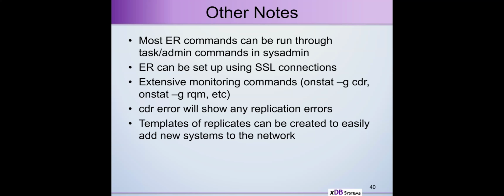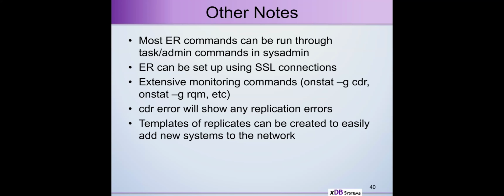There's a lot of onstat commands, specifically -g CDR and -g RQM, that are very helpful. If you go through the full list, there's a bunch of others. Those are the ones that I find to use the most. If you run cdr error, this will actually show you any replication errors, and you can mark the ones that you have already seen. This can be really helpful if you're seeing problems crop up with defining replicates or starting them or anything else.